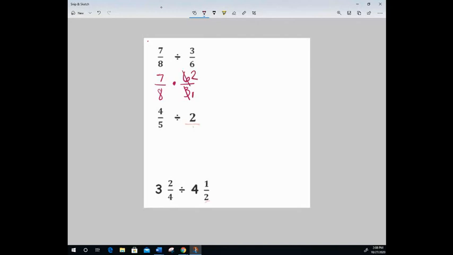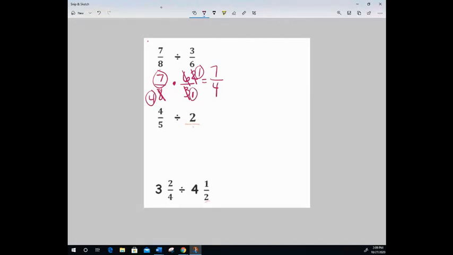I'm looking for other combinations, and I actually see that we could do the 2 and the 8. 2 can go into 2 once, and 2 can go into 8 4 times. I don't see any other combinations, so 7 times 1 is 7. And 4 times 1 is 4.